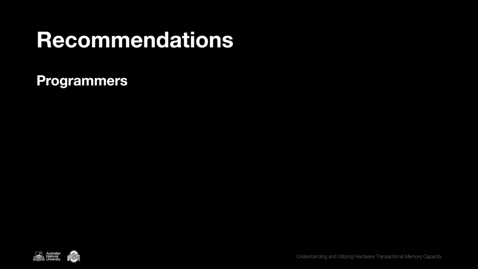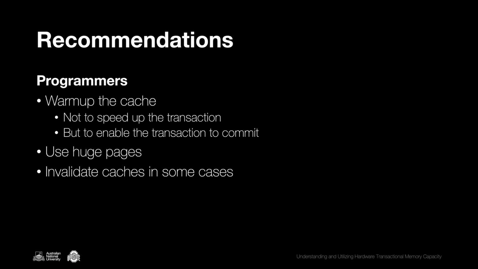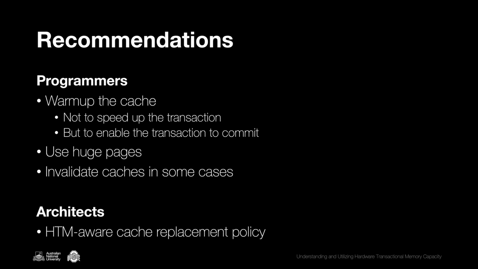For programmers that use HTM, we suggest warming up the cache before transactions. It is important to note that this is not to speed up the transaction, but rather to enable transactions to commit and avoid expensive aborts. Using huge pages is another simple and yet powerful technique to ensure consistently large capacity. Invalidating cache is only recommended in some cases due to its huge performance penalty. For architects designing and implementing HTM, an HTM-aware cache replacement policy could be adopted to avoid evicting transactional lines where possible.